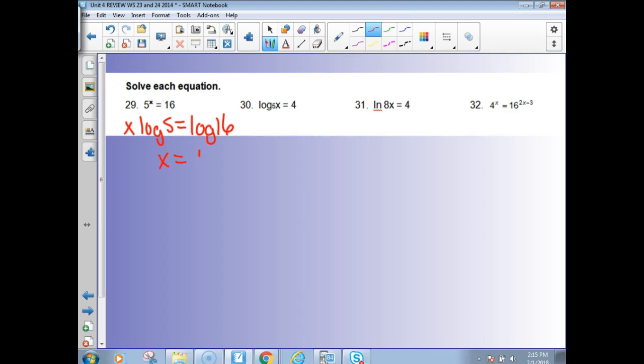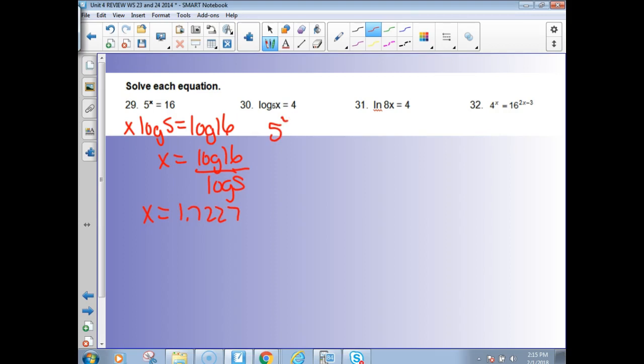Divide, x is just going to be the log of 16 divided by the log of 5. That is not simplifiable. You must just type it just like that on your calculator, and you would get the decimal, 1.7227.